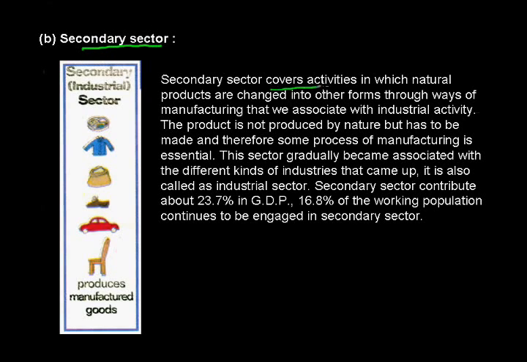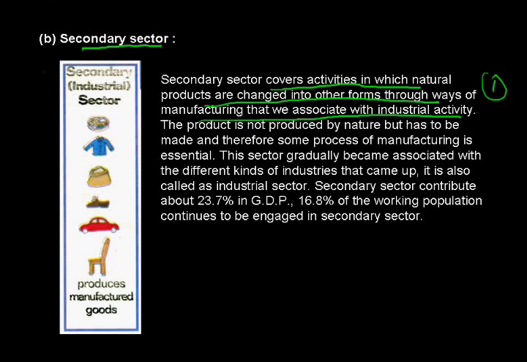It covers activities in which natural products are changed into other forms through ways of manufacturing that we associate with industrial activity. So that will give you the first point in the secondary sector. In the primary sector, as we have discussed, only the natural products are derived with the use of nature.